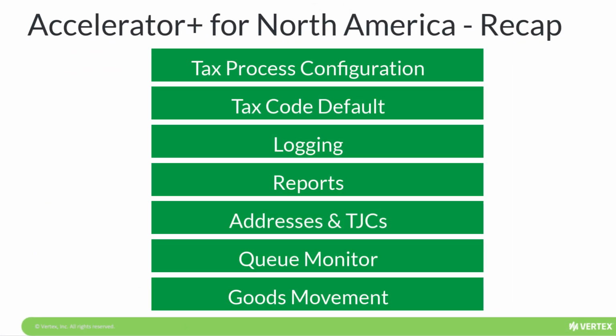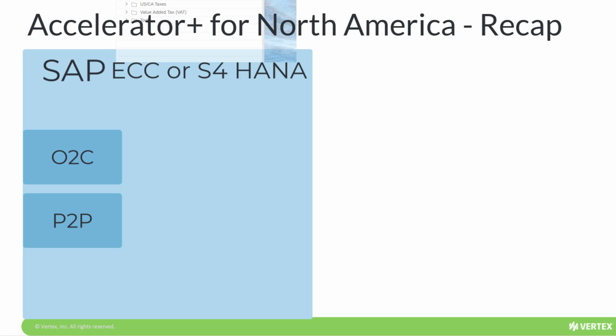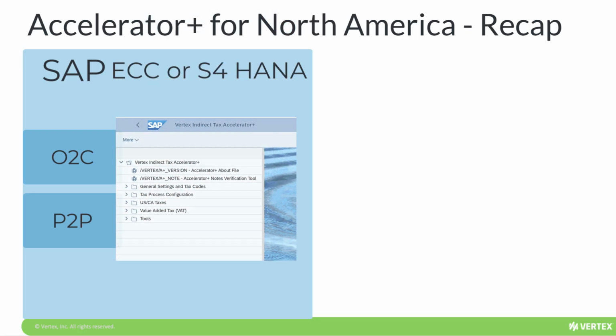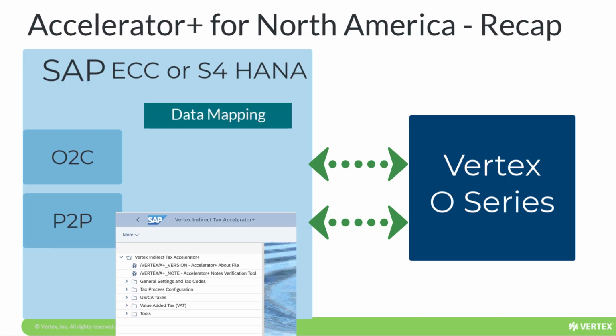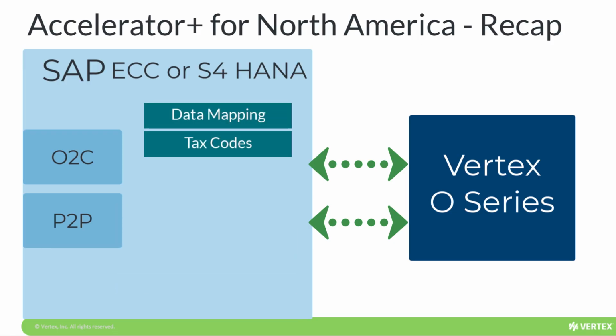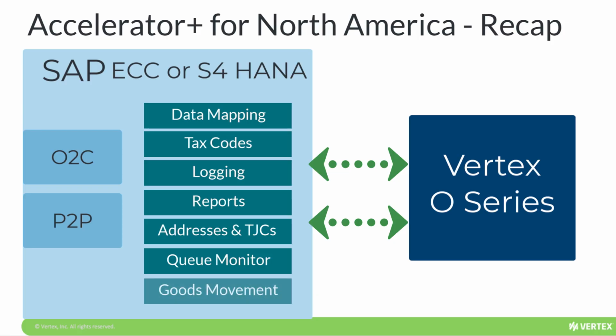So there you have it, the 7 major components of Accelerator Plus for North America. We've covered a lot in this session, so to recap some key takeaways. Accelerator Plus is installed in your SAP environment and is compatible with all versions of Vertex O series. You can deploy some or all of the programs in Accelerator Plus, but they offer a multitude of functions including customizable data mapping, automatic tax code defaults, detailed logging, extensive tax reporting, address conversion tools, constant monitoring, and goods movement tax accruals.